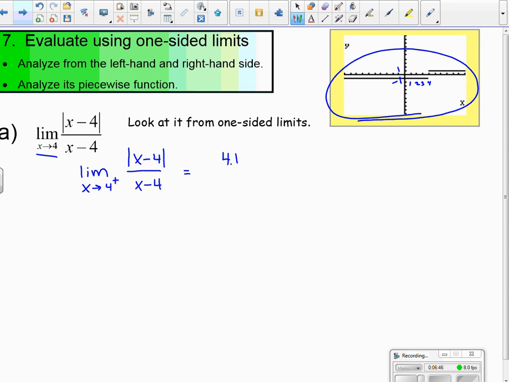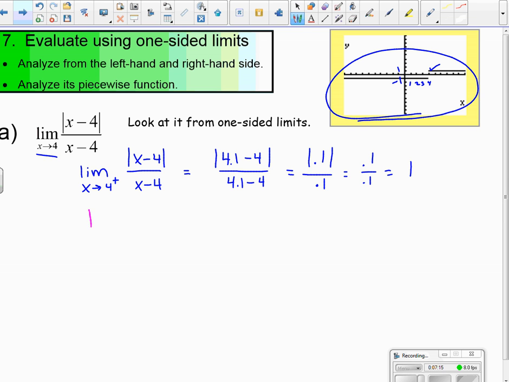Let x get close to 4 from the right side. I'm going to put in 4.1 because that's slightly bigger than 4. On the top, I have the absolute value. I'm going to get the absolute value of 0.1 over 0.1 on the bottom. The absolute value of 0.1 on top would be 0.1 divided by 0.1. We can see that equals 1. And that checks out with the graph that we had, 1 for our answer.